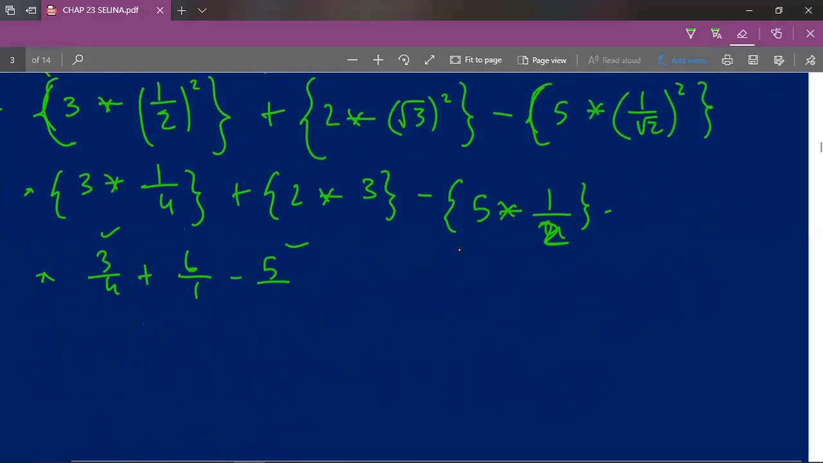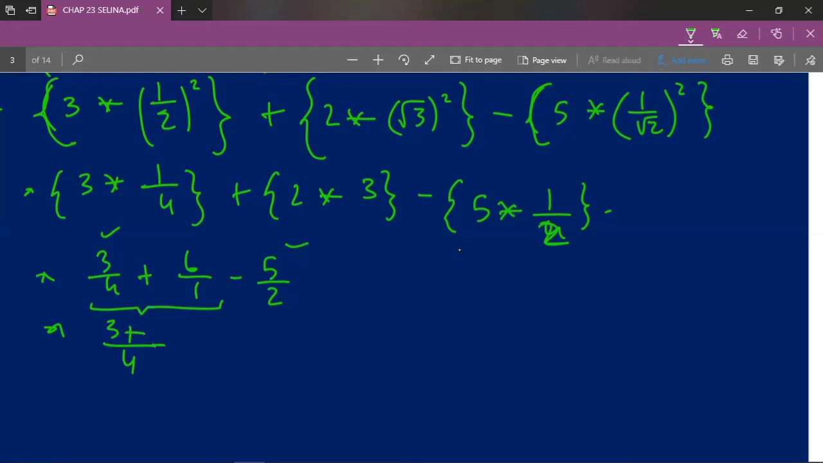So with that correction, we have 3 upon 4 plus 6 upon 1 minus 5 upon 2. We'll take this fraction and solve it first. Over here our denominators are not equal, so we have to find the LCM. LCM will be equal to 4, so therefore 4 into 1 is 4, 3 into 1 is 3, plus 1 into 4 is 4, so therefore 6 4s are 24. That will be equal to 27 upon 4 minus 5 upon 2, the remaining fraction.